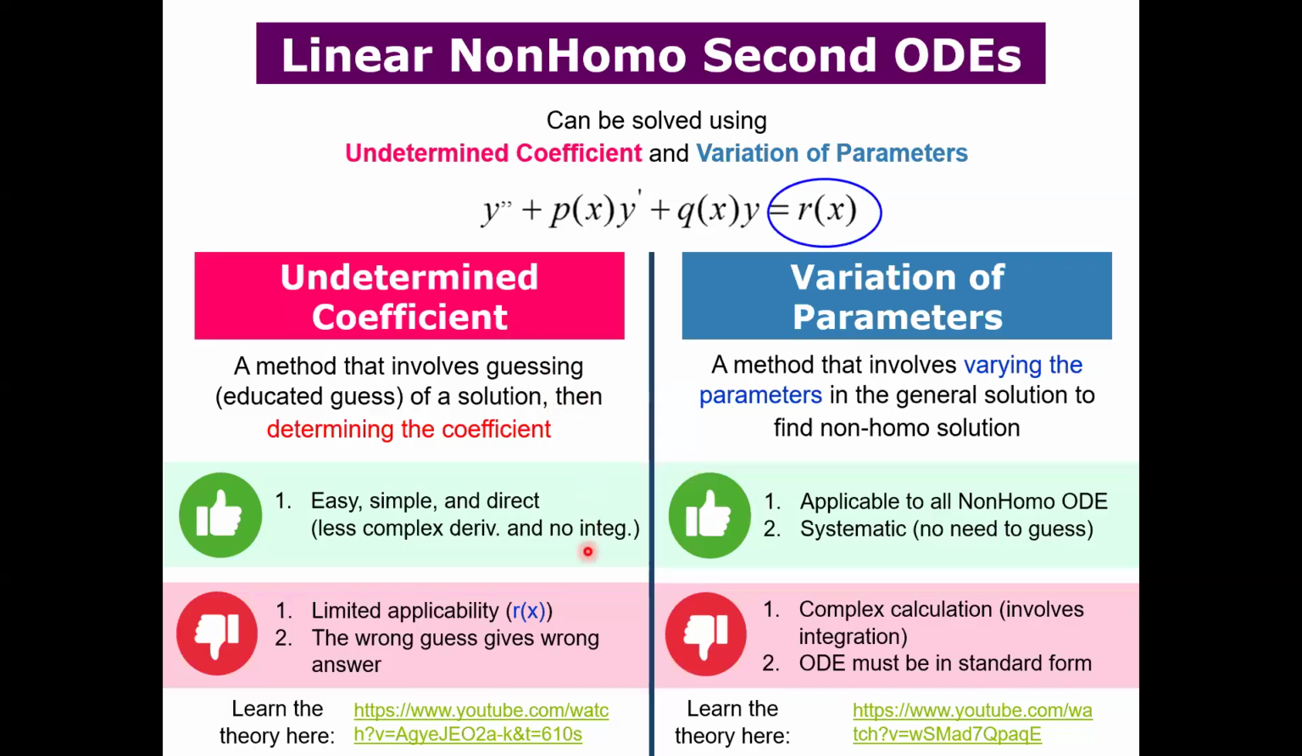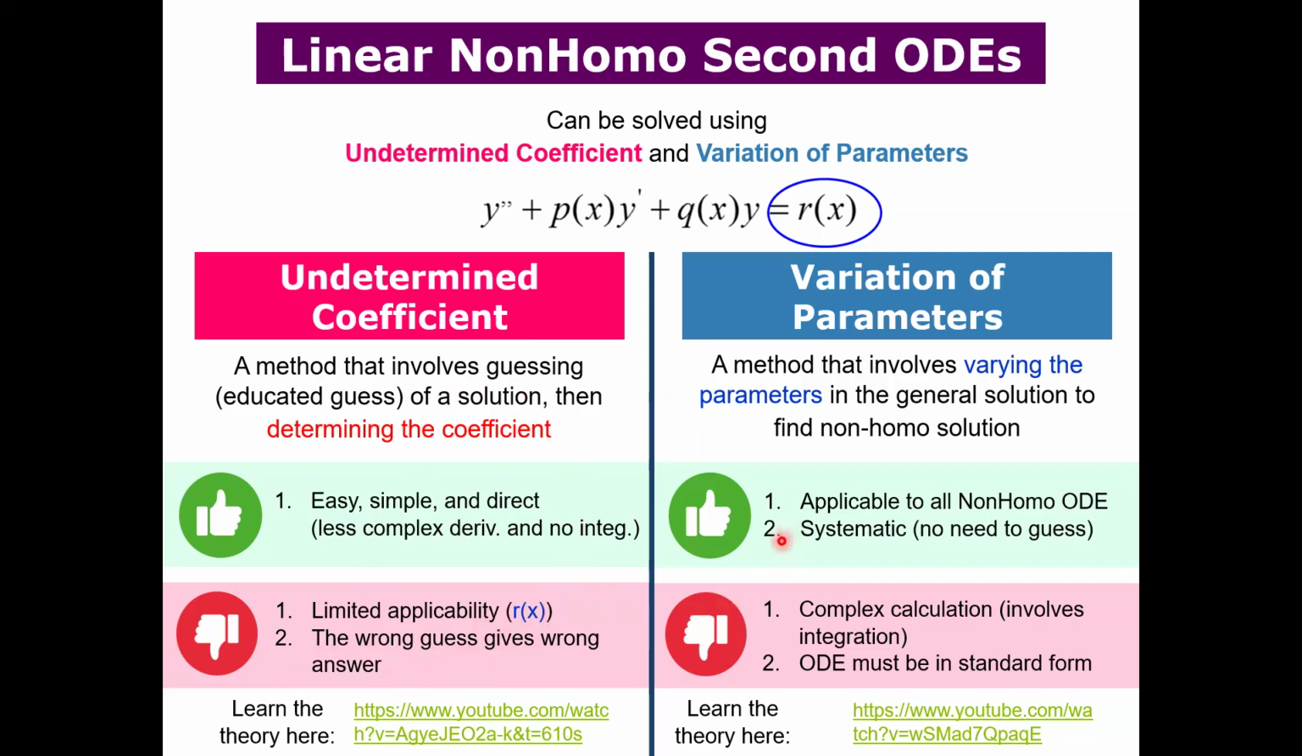For the first method, the pro is that it's easy, simple, and direct because it has less complex derivation and no integration at all. But it has limited applicability, meaning that not all types of non-homogeneous ODE can be solved using this method. And since this method involves guessing a YP, if we guess the wrong YP, then the answer will also be wrong.